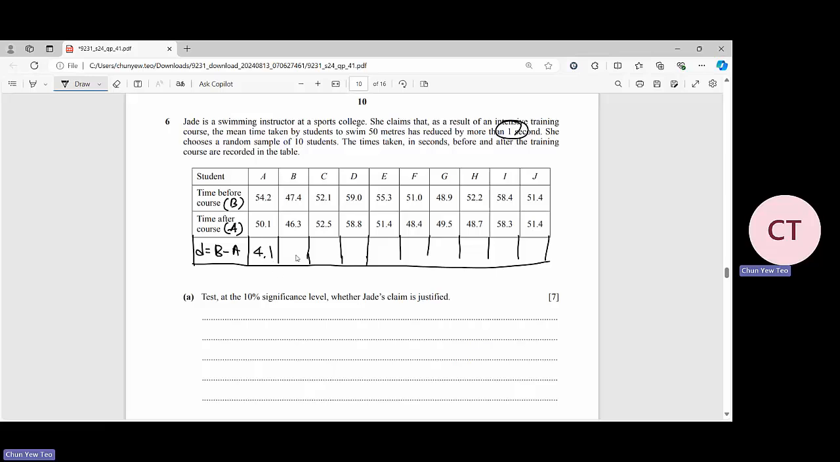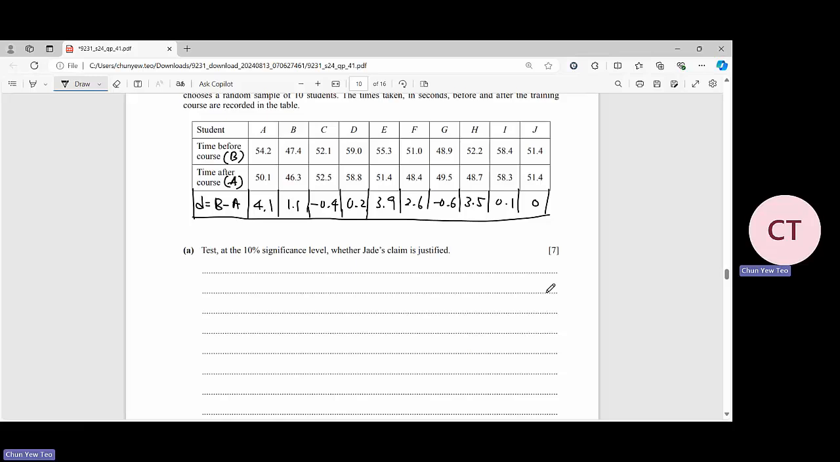Just extend this table one more row, then press the calculator. You get this one as 4.1, 1.1, negative 0.4, 0.2, 3.9, 2.6, negative 0.6, 3.5, 0.1, and 0.